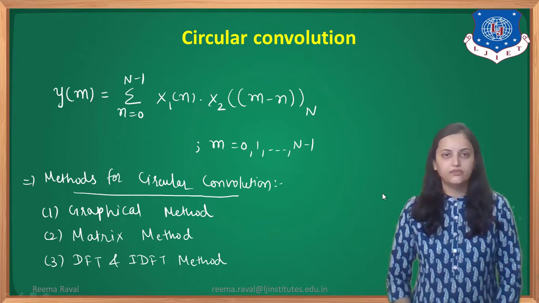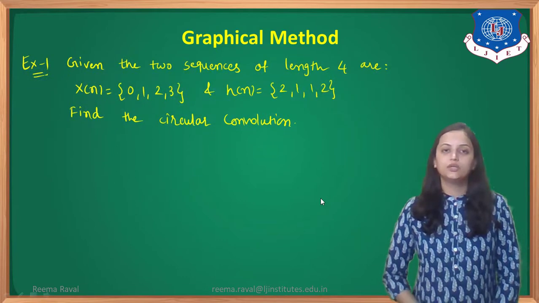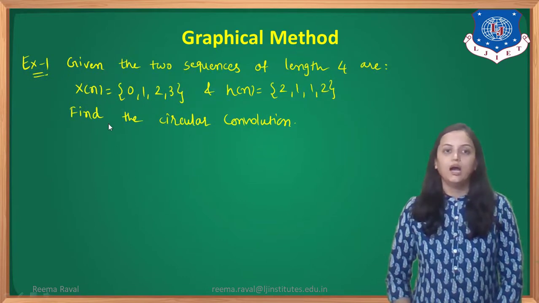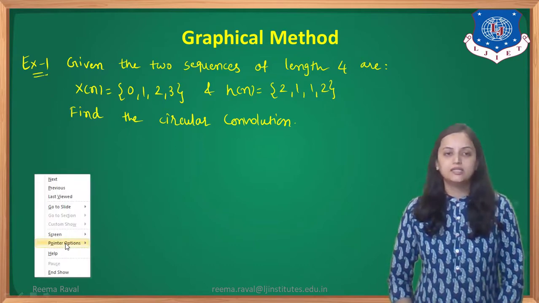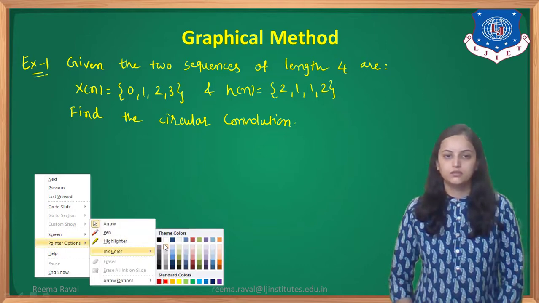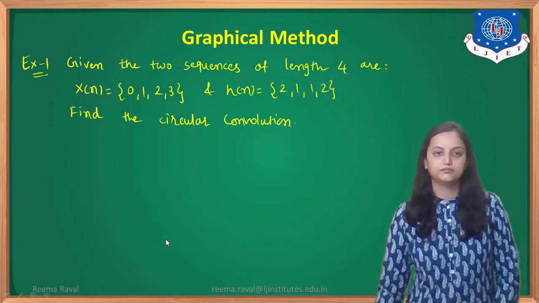So, let's consider one example. In this example, the data given to you is two sequences of length 4: x of n equals 0, 1, 2, 3 and h of n equals 2, 1, 1, 2. We need to find the circular convolution. So let's see how we can solve this. Let's start with the solution.